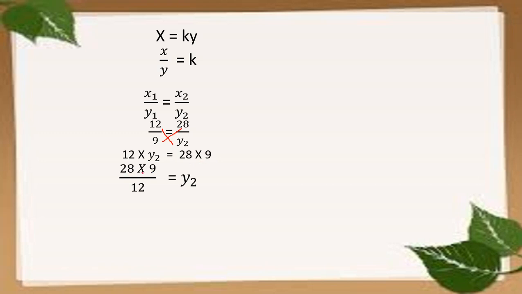Now here 28 into 9 upon 12, it can be cancelled out by 3: 3 3s are 9, and this quantity by 3: 3 4s are 12. Then afterwards this 4 divides 28 7 times. So we get here 7 into 3, that is 21, is y2.